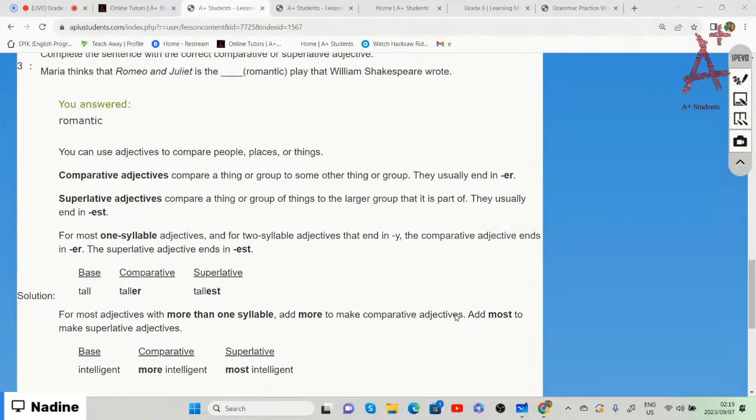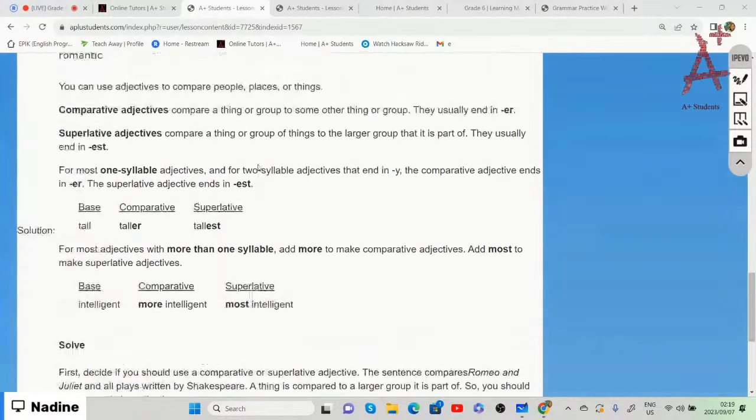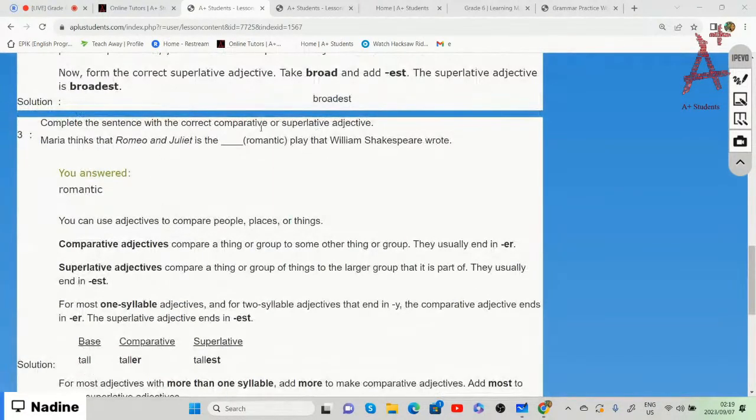So we now need to find out what is being compared, right? Romeo and Juliet and all plays written by Shakespeare, which means that this is a superlative adjective. It's a superlative adjective, right? So if it's a superlative adjective and romantic has more than one syllable, then we're going to say that this is most romantic.